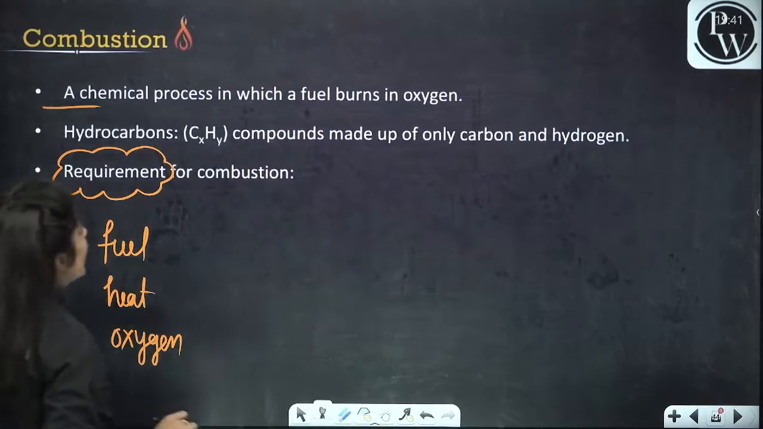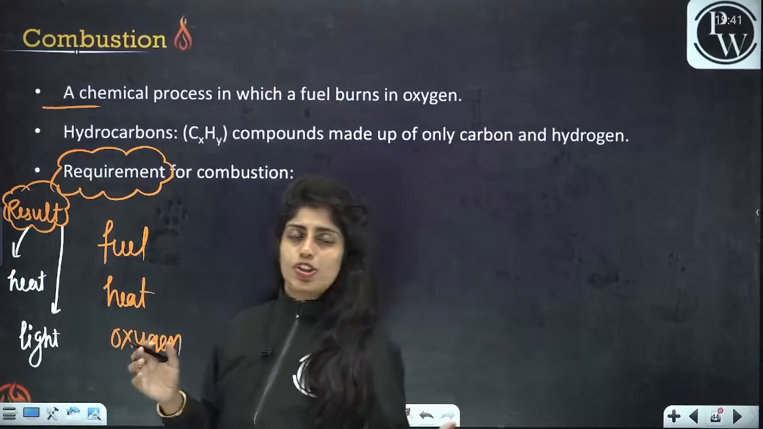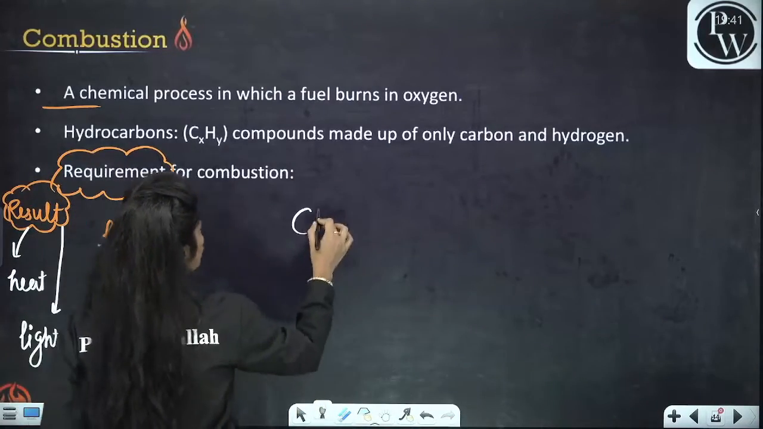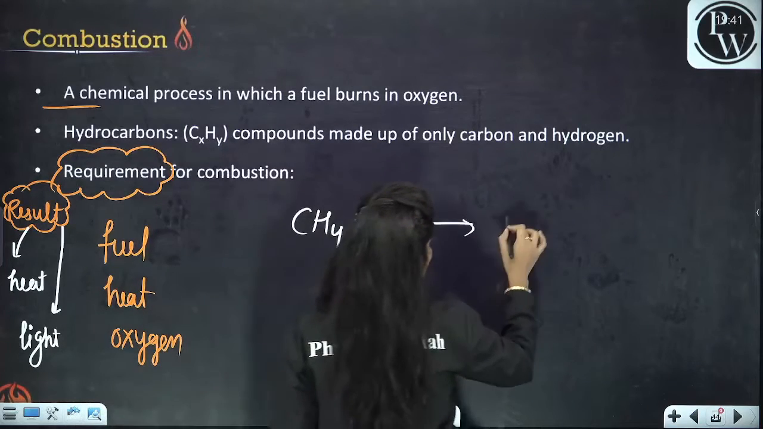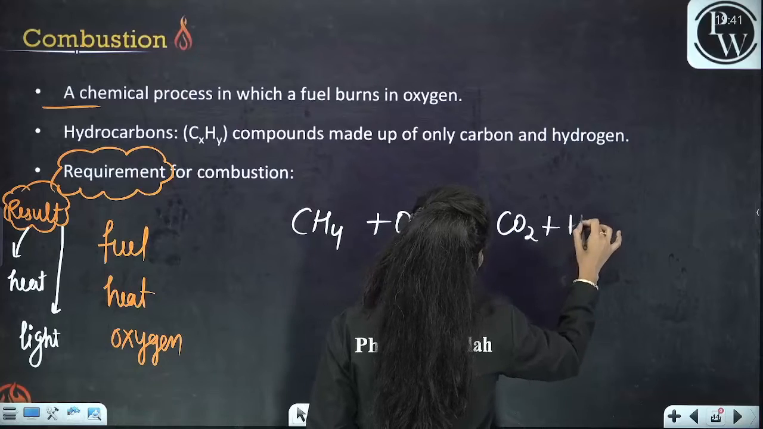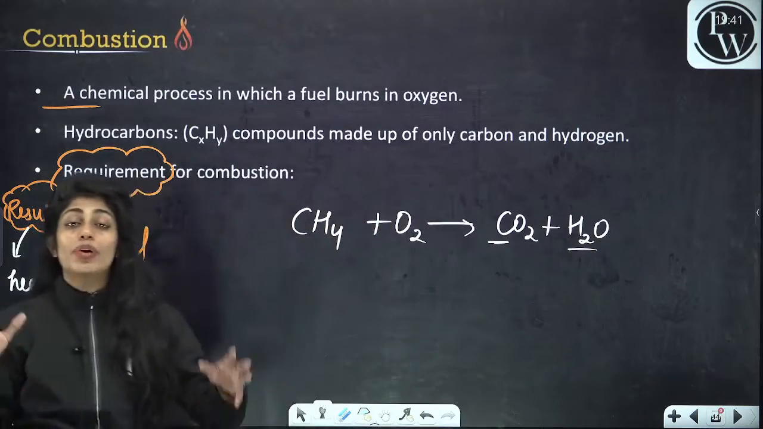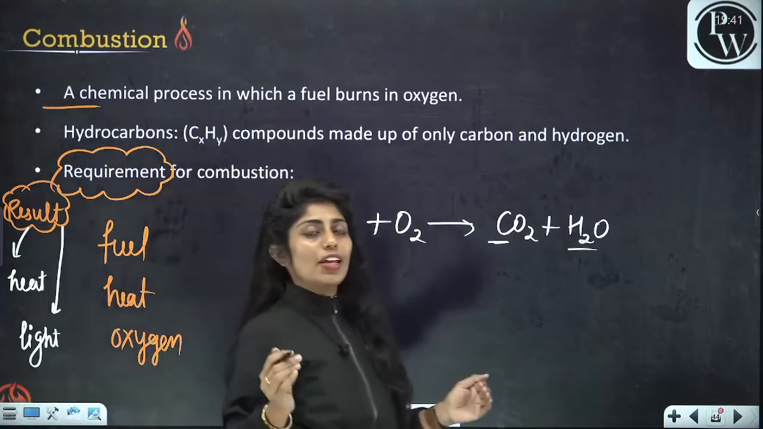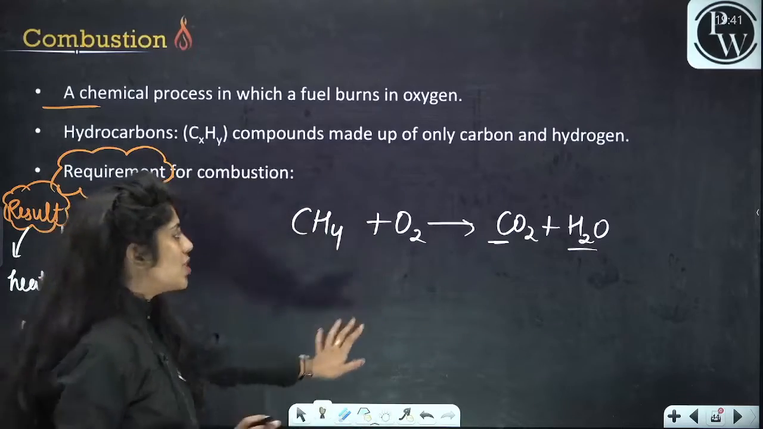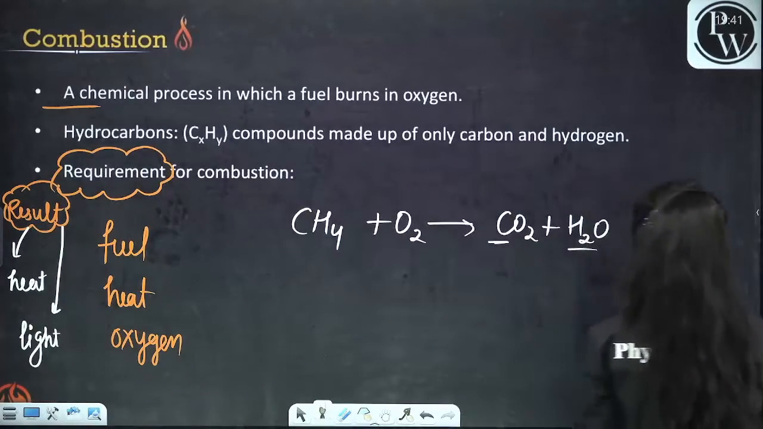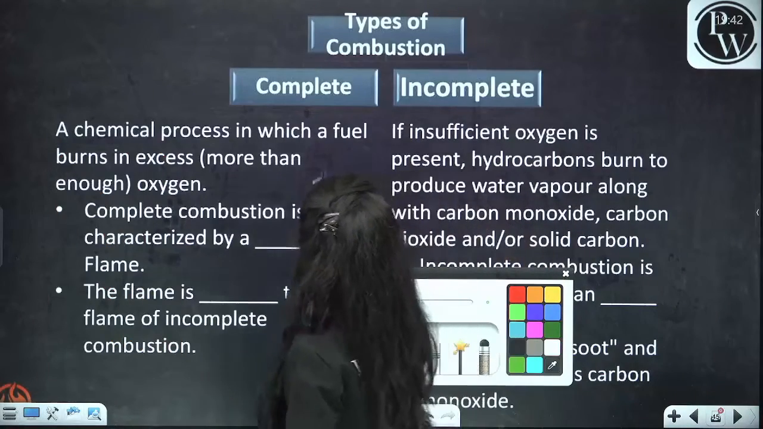Now hydrocarbons are generally named as CxHy, so it can be anything. Suppose you have CH4. If you burn it in the presence of oxygen, it will always give you CO2 and H2O. The amount of CO2 and H2O produced depends on the size of the hydrocarbon you burn. Are we good? So this is what we have in combustion. Next, we have 2 types of combustion, and we are going to deal with them one by one.